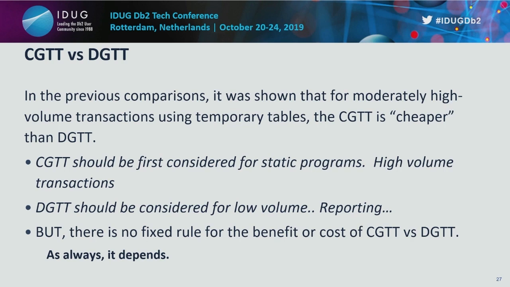But in this case, it was a high volume transaction using temporary tables. I think clearly you should use CGTT. It's worth bothering the DBA and asking him to create the temporary table in advance. So in static programs, high volume programs, transactions, consider CGTT if you need one. And declare is for low volume, generally reporting. I'm not going to say there's a fixed rule, but that's my general rule now. But it always depends. So now I'm fully aware of the pros and cons.